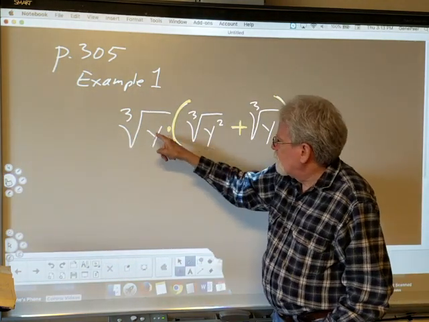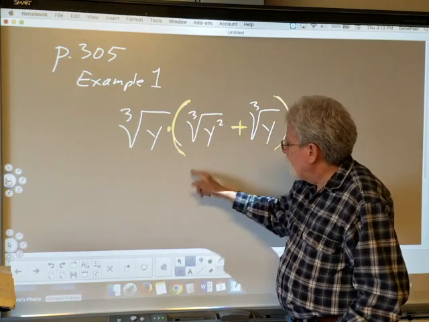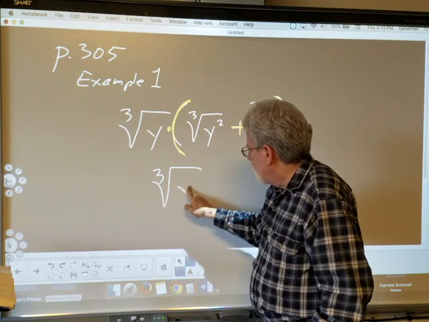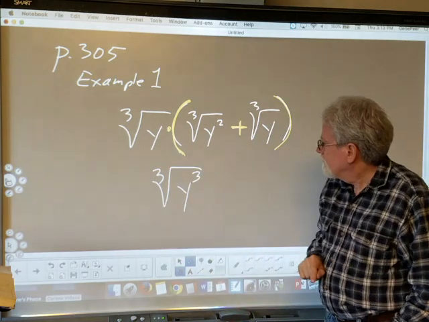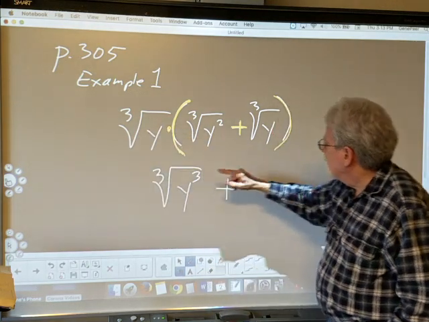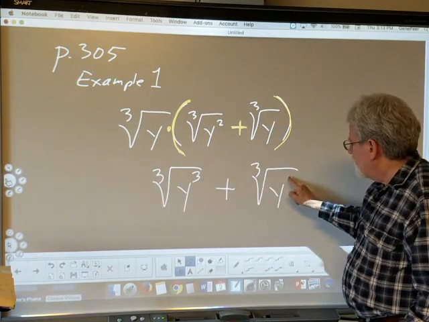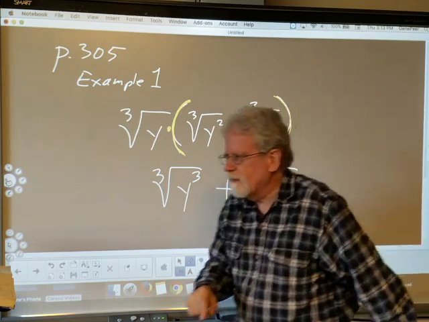So, we have cubed root of y times cubed root of y squared. Just multiply, we get cubed root of y cubed. Plus, and then we do cubed root of y times another cubed root of y, gives me cubed root of y squared. Now let me grab something here.